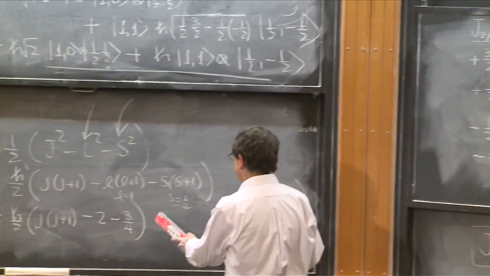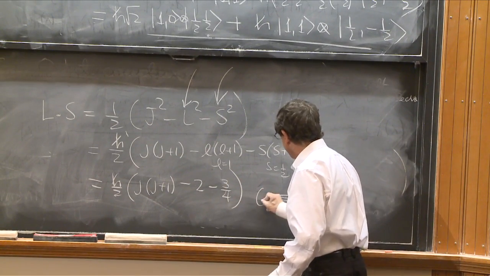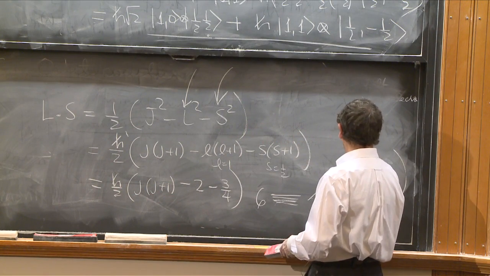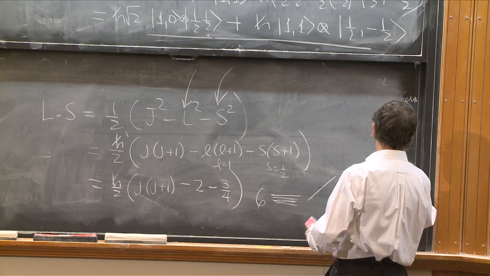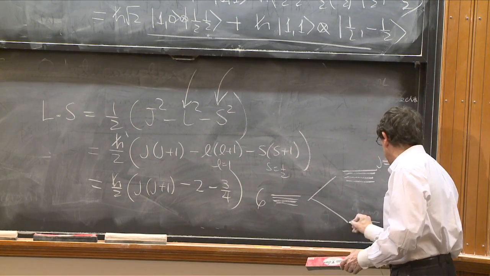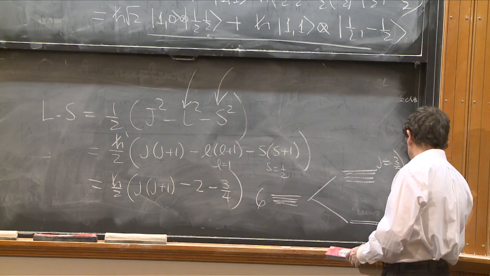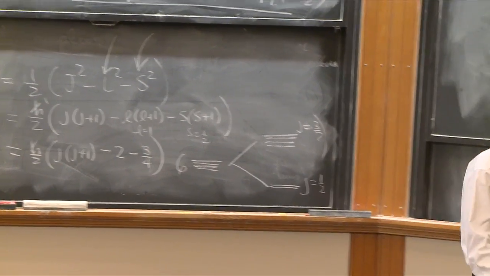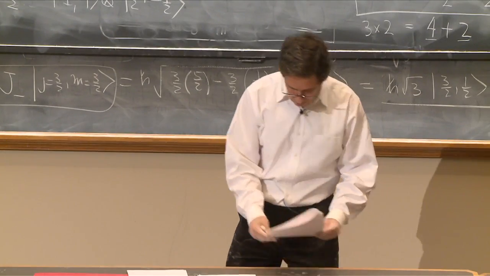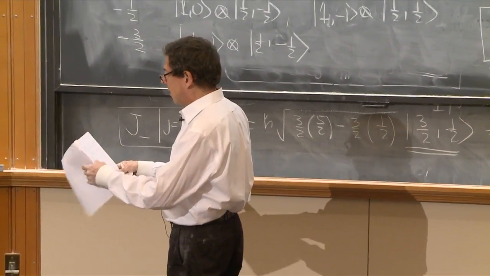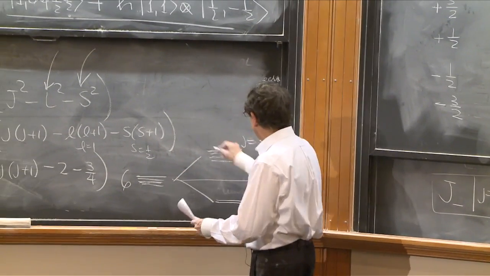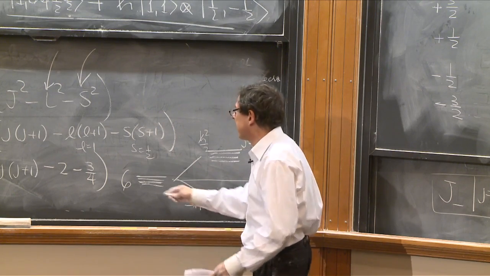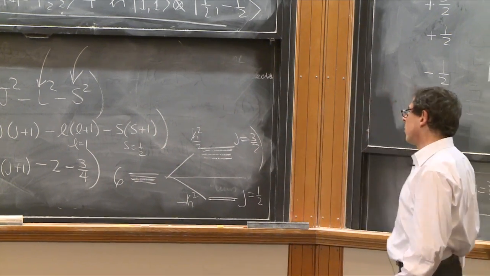So these 6 states that you had here split because of this interaction into 4 states that have J equals 3 halves, and 2 states that have J equals 1 half. And you plug the numbers here, and that gives you the amount of splitting. So this is actually, this height that this goes up here is H squared over 2, and this is minus H squared by the time you put the numbers, J 3 halves and 1 half.